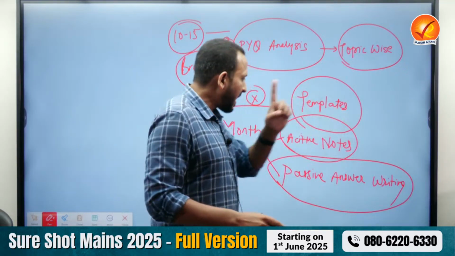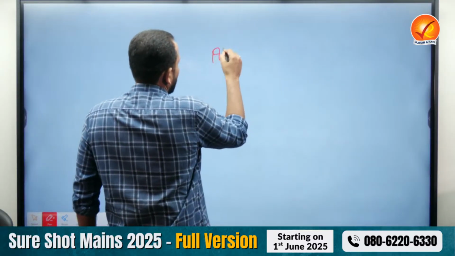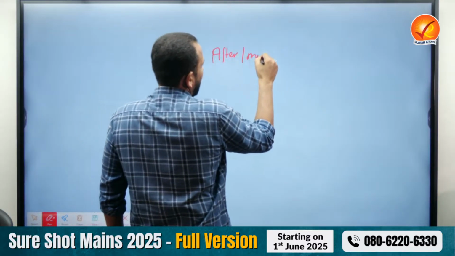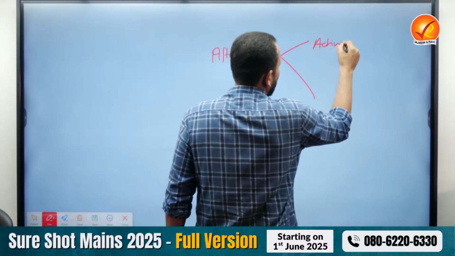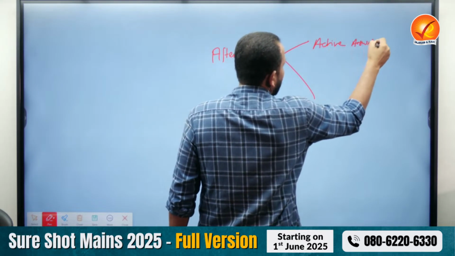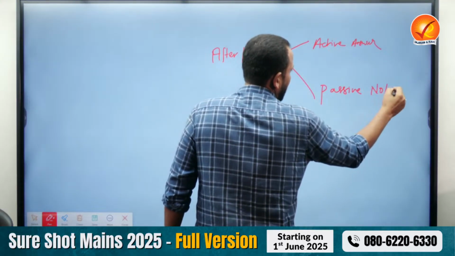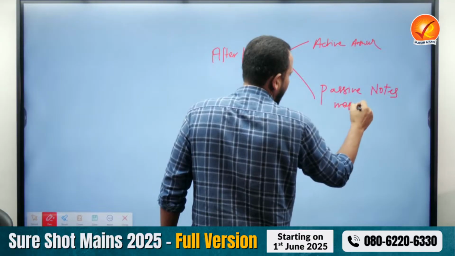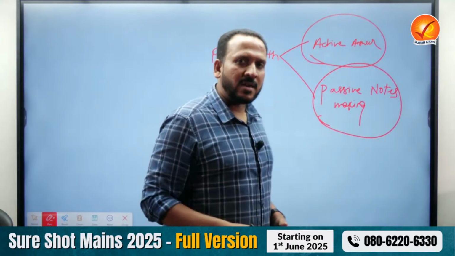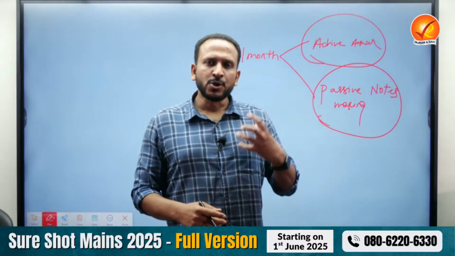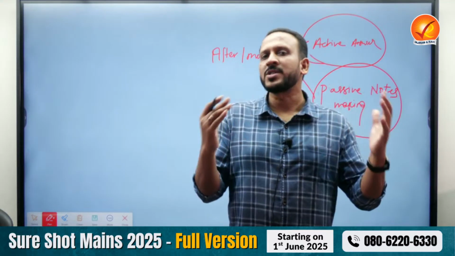After 1 month, what you are supposed to do is start with active answer writing and passive notes making. This should be the strategy. And in the third month, August, you should only be writing the answers and revising the things. That is how your strategy should be.